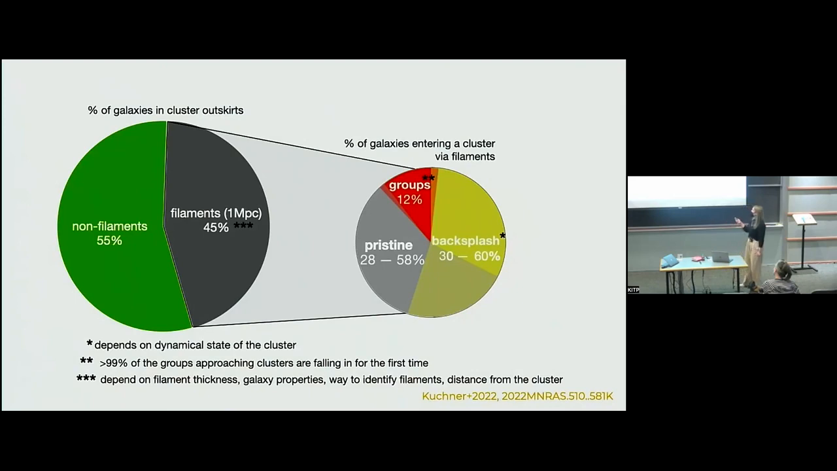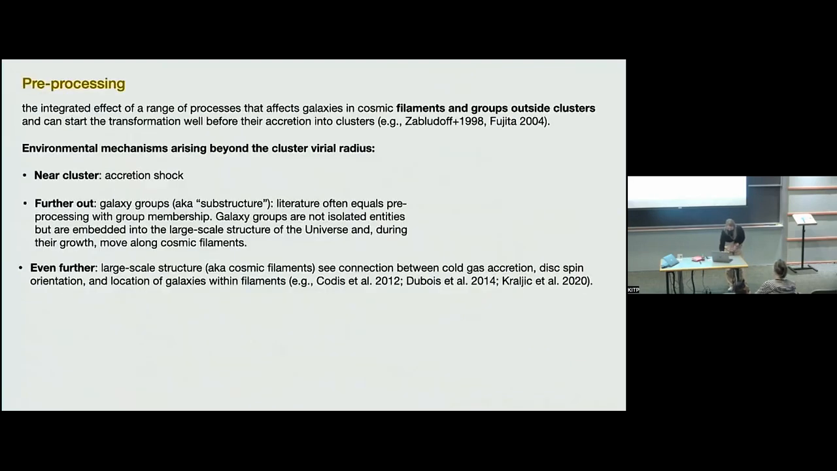They are a combination of just pristine filament galaxies, backsplash galaxies that have gone through the cluster, and group galaxies, depends highly on how you define a group, that have experienced the group environments. All of this is pre-processing and more, I guess, and is one of the key topics of discussion in observations.